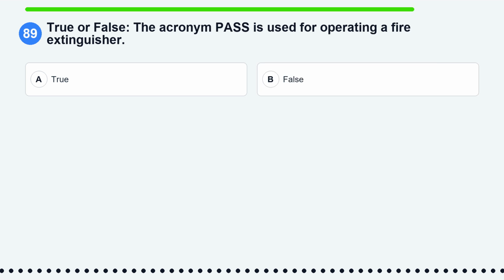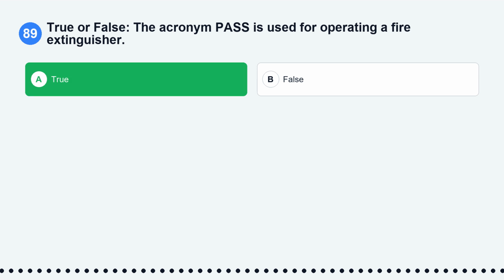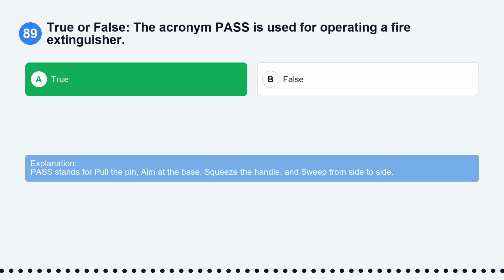Question 89. True or false, the acronym PASS is used for operating a fire extinguisher. Option A, true. Option B, false. The correct answer is option A, true. PASS stands for pull the pin, aim at the base, squeeze the handle, and sweep from side to side.